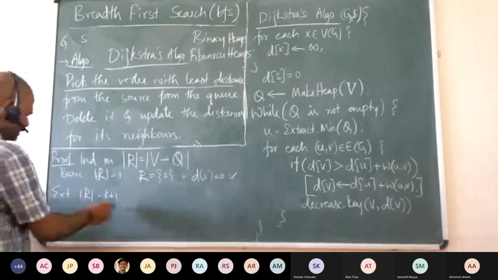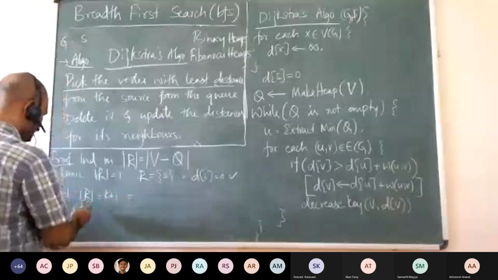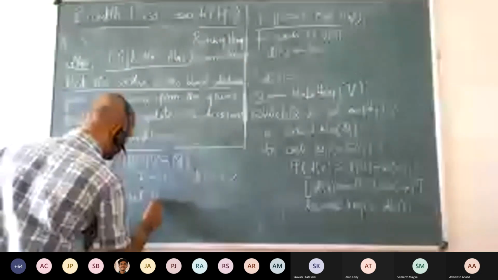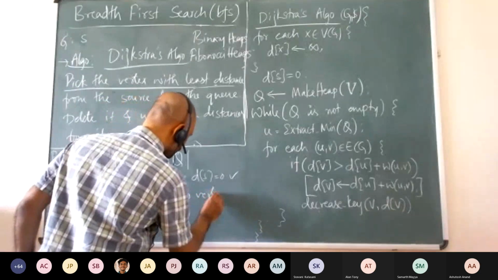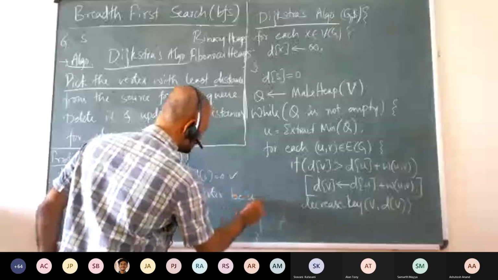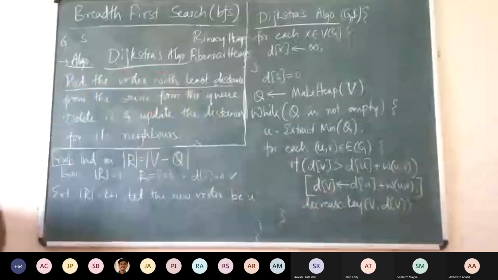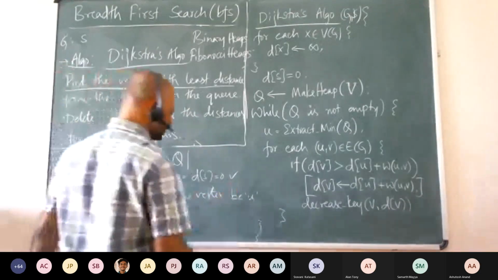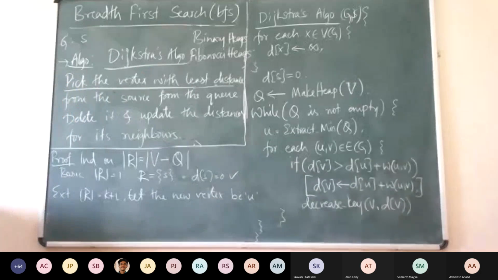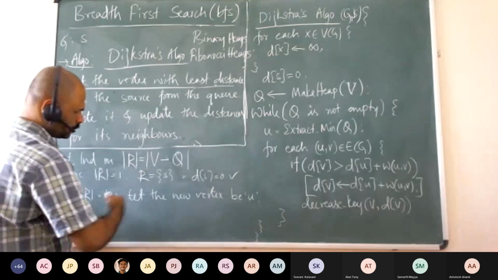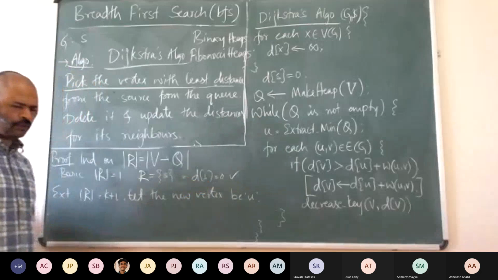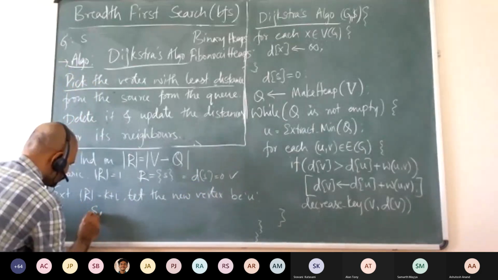So let the new vertex that is added here, when R is equal to K plus 1, be U. That is the one which we are extracting from the Q. Now we need to prove that the distance to U is set correctly. Notice that it is the closest vertex to the source, and the way the distance of U is set, there is a path from source to U.